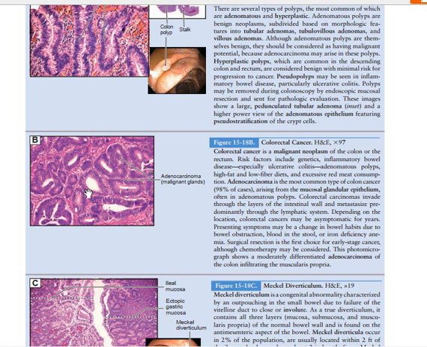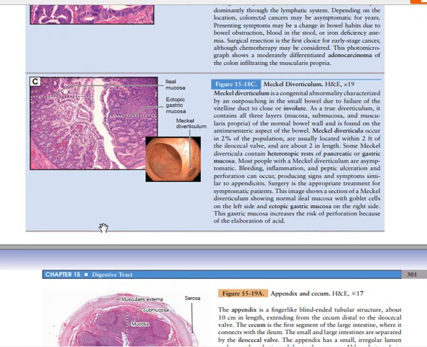Is it clear? So here you can visualize many glands. That's why it's called adenocarcinoma. Adenocarcinomas are cancers produced due to excessive formation of glands inside a particular tissue.